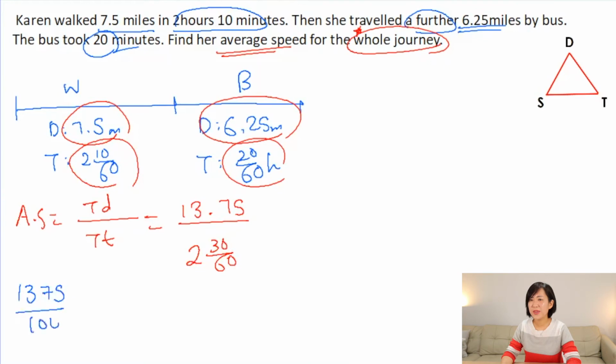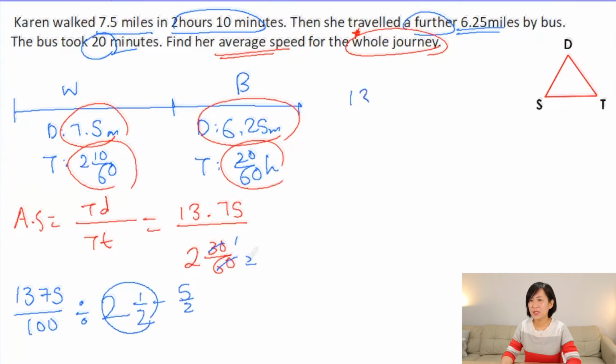1,375 hundredths divided by 2.5, right? Now let's see. 1,375 over 100 times... Since we know that 2.5 is 5/2, let's change this into times, then flip over the 5/2. So it gives you 2/5. Then let's simplify it. Simplify by 5.